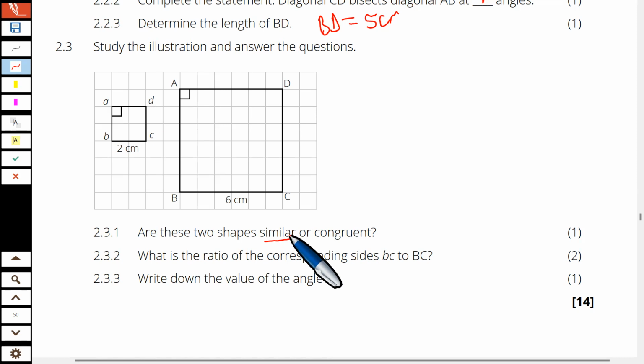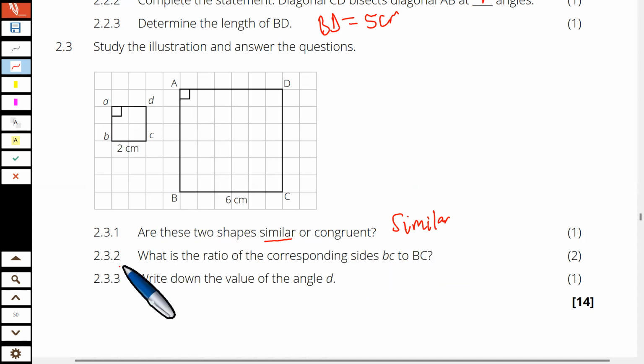Congruent shapes are identical in shape or form. So this one, surely one is bigger than the other. So they are similar shapes. We can see that they are equiangular because this angle is 90 degrees and everything else is alike, but just that this one is bigger than that. If they're congruent, then they must be the same size. So they are similar shapes.